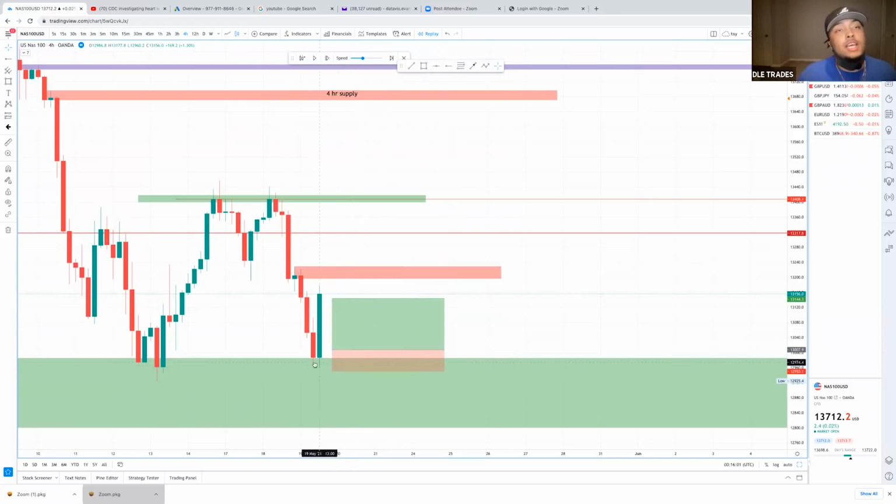Let's say we enter the trade down here at these levels, and we can set our take profit or target inside of that supply zone. And let's see if it will hit it.